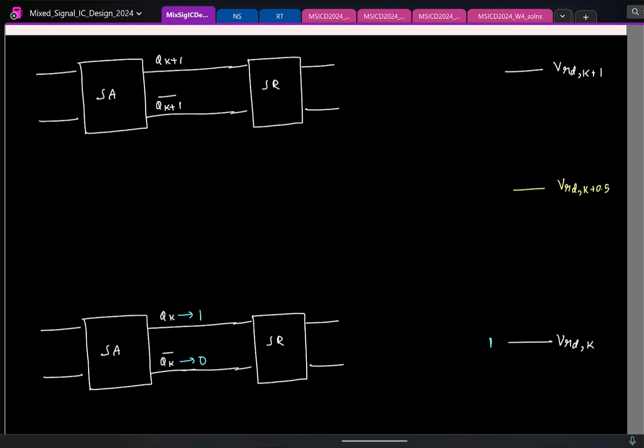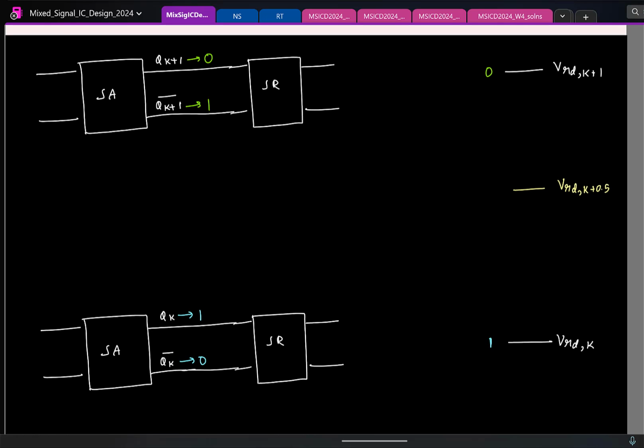I mean, the input is lying somewhere here. Anywhere the input is lying, it is definitely greater than this reference voltage. So the output of this comparator will definitely be 1. This comparator is checking if my input is greater than this reference or not. If my input is anywhere in this range, it is definitely greater than that. Similarly, what can you say about the output of this comparator? 0. Let's say this is 0. So this is 0 and this is 1. Fine. So this much is clear.